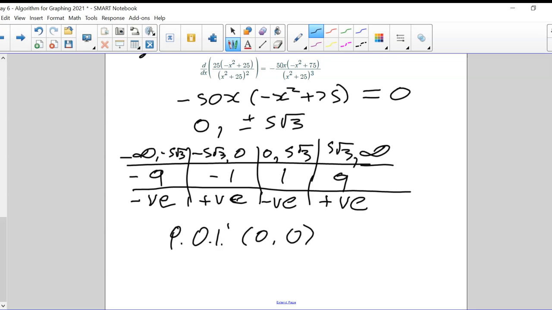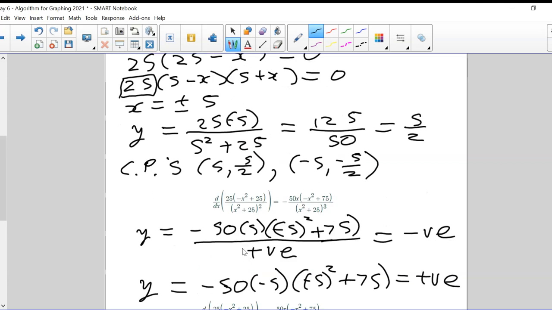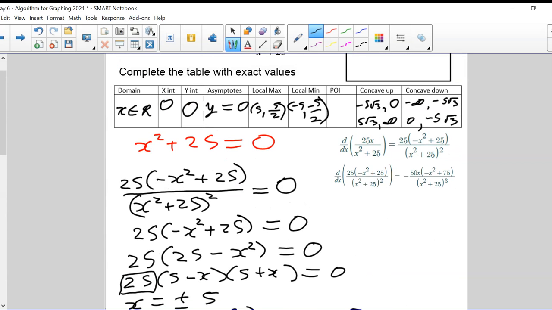Where else do we have a POI? Thank you very much, Shashvan. Thank you very much, Sarah. Where else? You have it at minus 5 root 3. Absolutely. So what we need to do is go back to the original function and plug that in to see what the y value is. So I can go ahead now and put in the first one as coordinates 0, 0. This is looking very crowded, and I apologize for that.